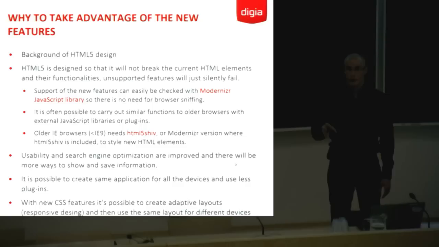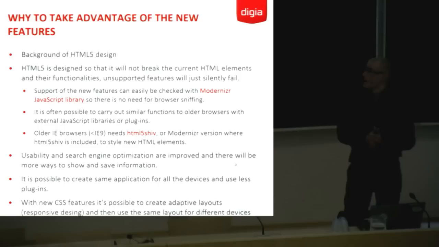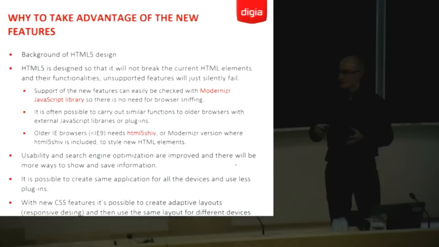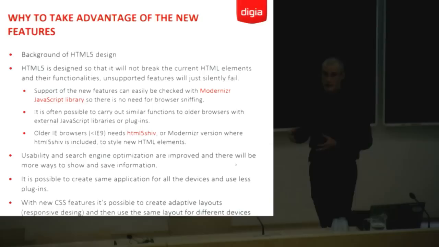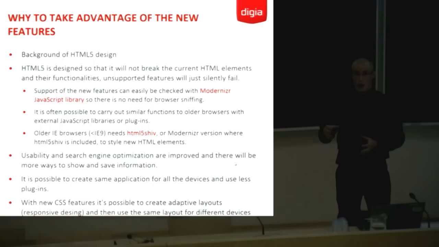With older IE browsers, older than IE9, you should always include the HTML5 shim or shiv. They are both the same thing, it's just one letter. Because if you don't use it, you can't style your HTML5 elements. The most important thing is that when we are using HTML5, it's easy to improve usability and create better search results for search engines. So our web page will look better, but people will also find it in a better way.